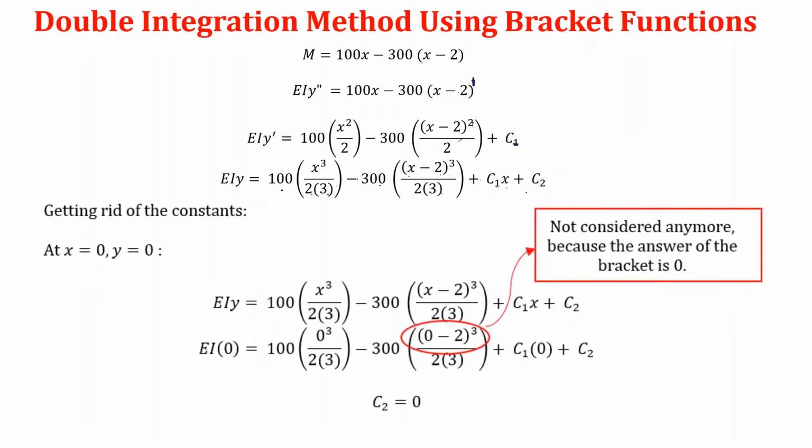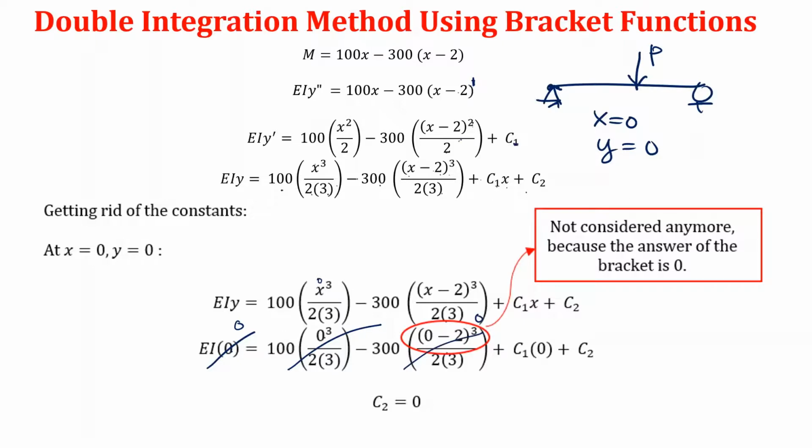Now, getting rid of the constants. At x equal to 0, y is also 0, since it is at the beginning. Substituting y is 0 and x is 0, the first term cancels out. For x minus 2, that is 0 minus 2, which is negative, so it is not considered anymore because the answer of the bracket is negative. Then C1 times 0 plus C2, so C2 is 0.